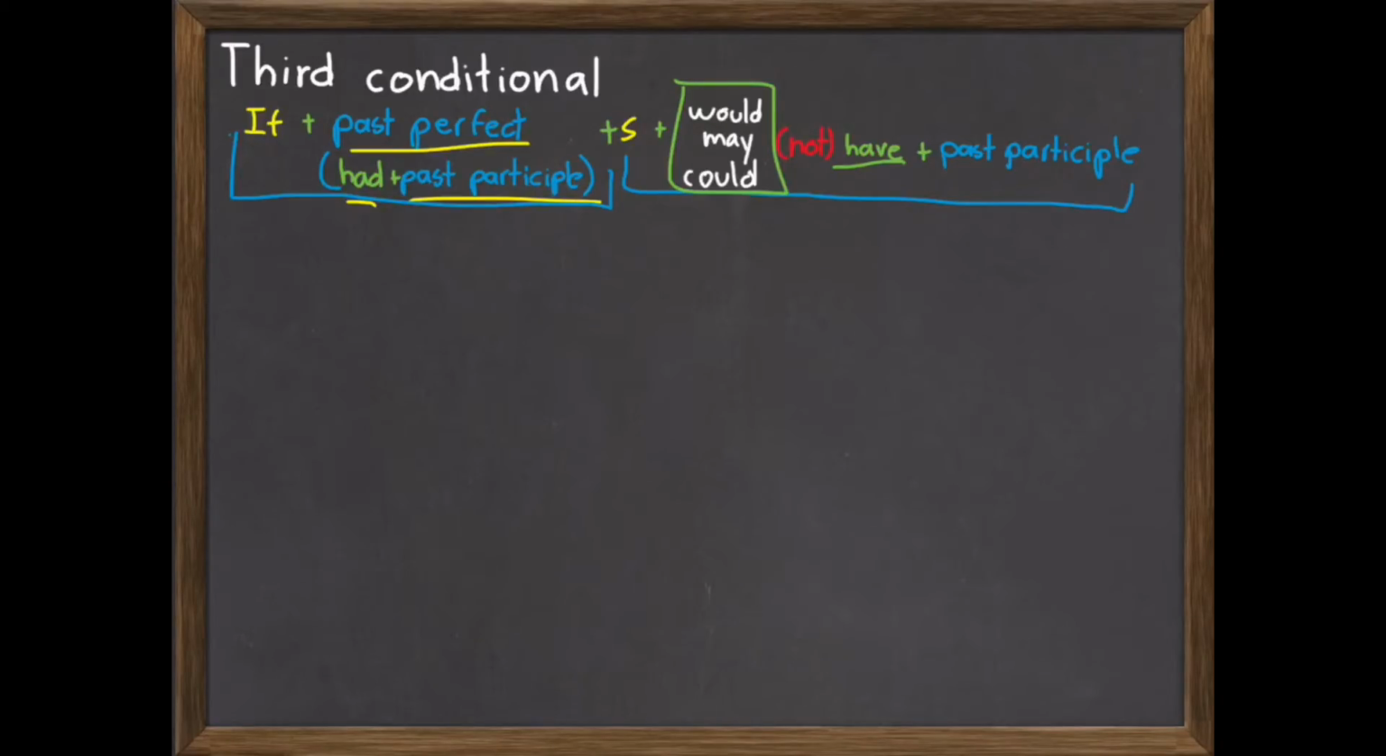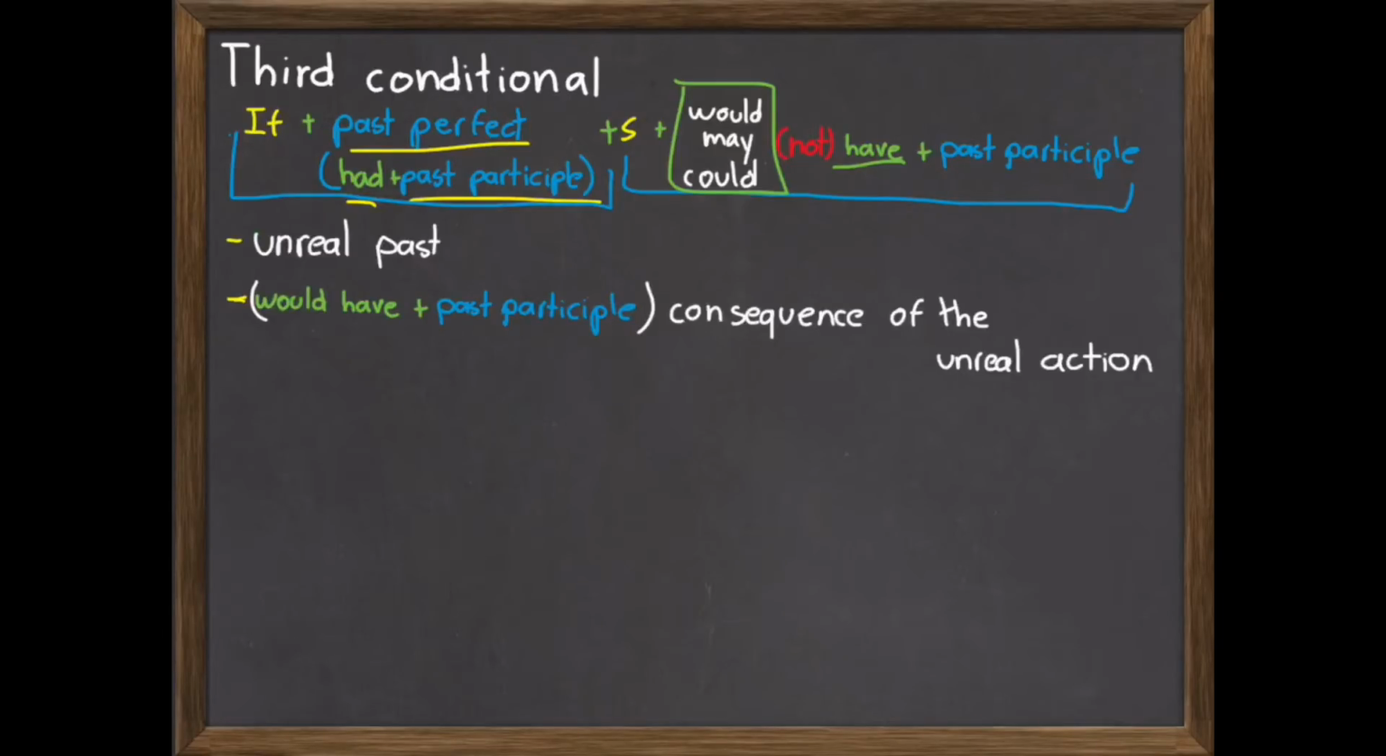Now, when do we use these forms? Well, we use these forms when we're talking about an unreal past. We use the third conditional to talk about unreal situations in the past. For example, listen to the sentence. If he hadn't invented this machine, our lives would have been very different.